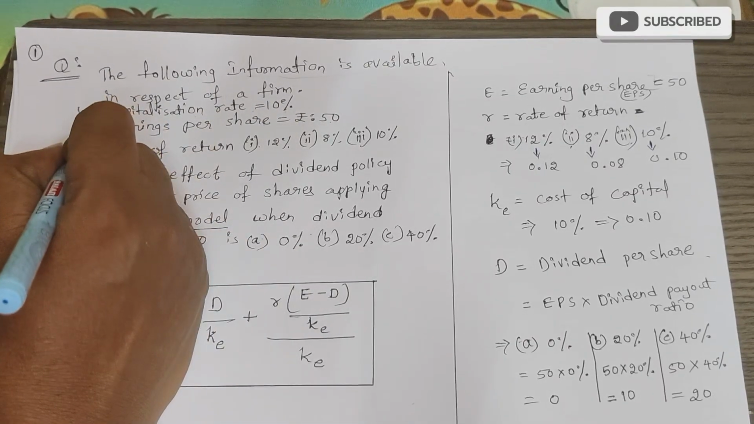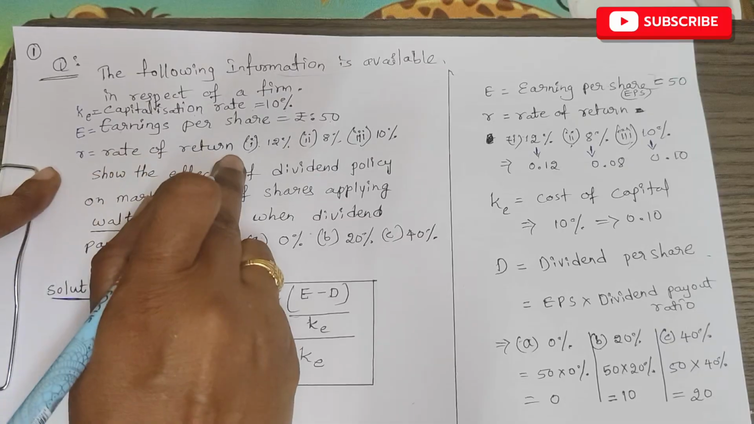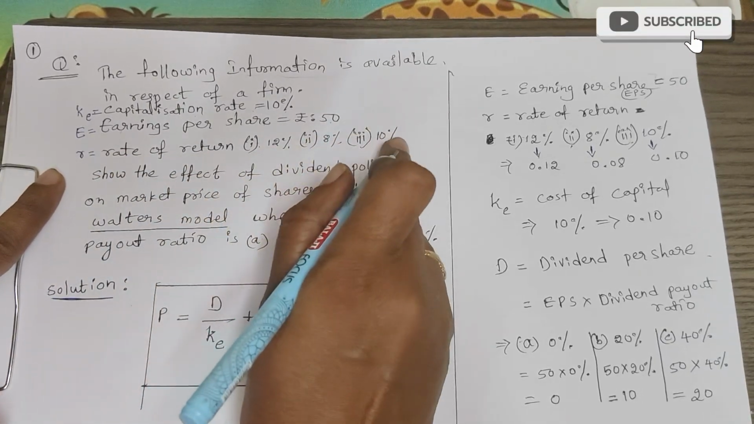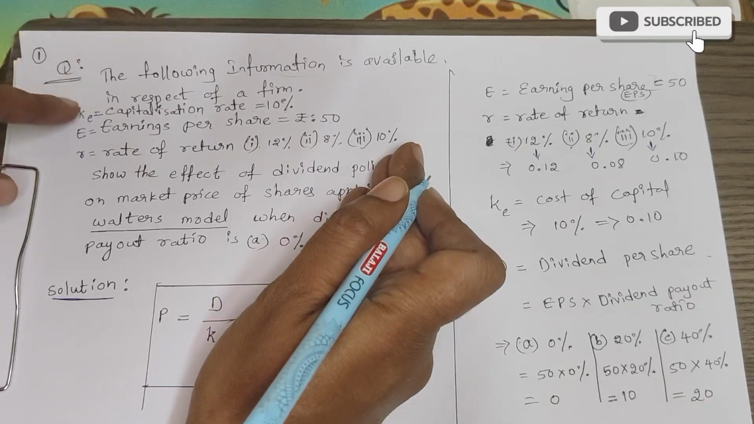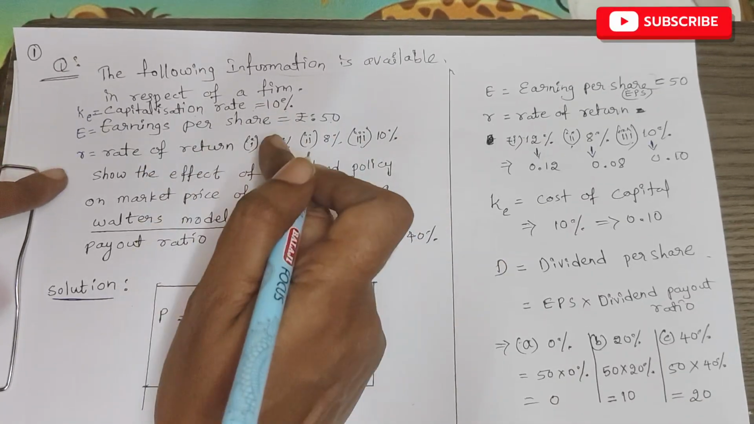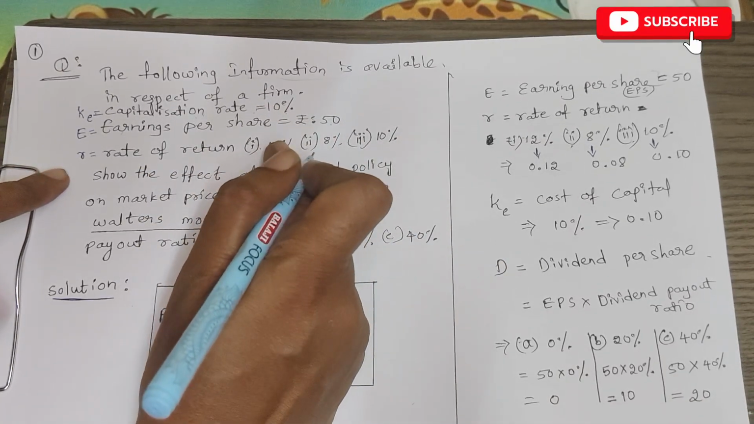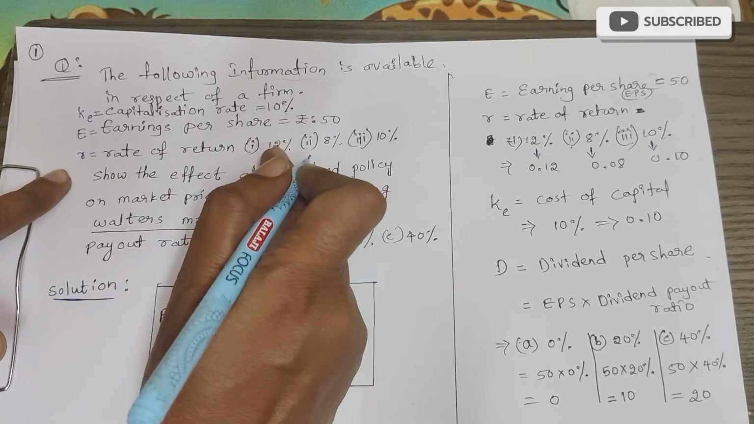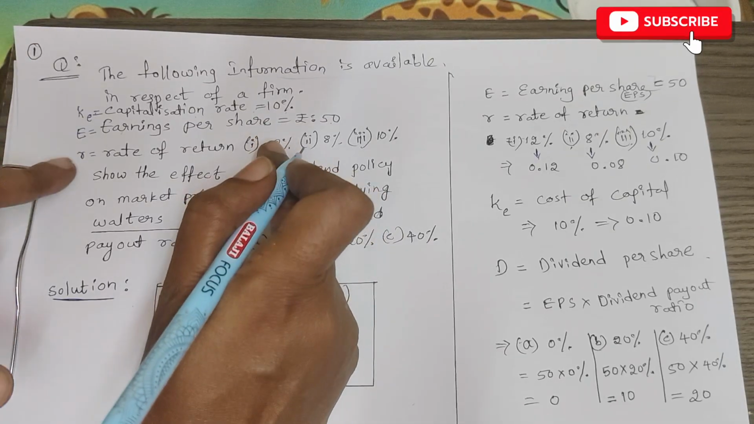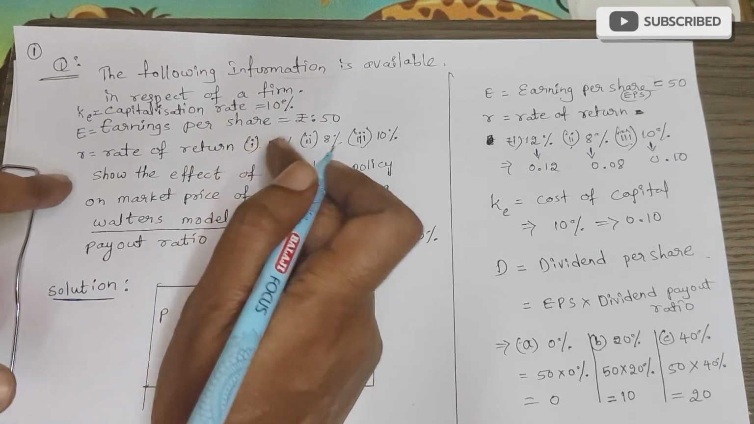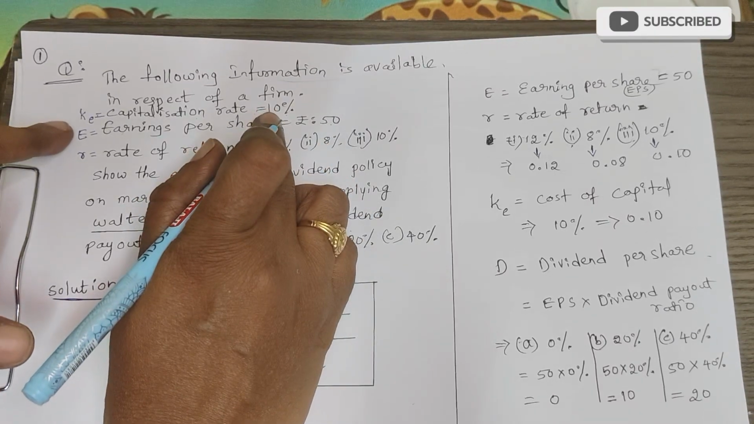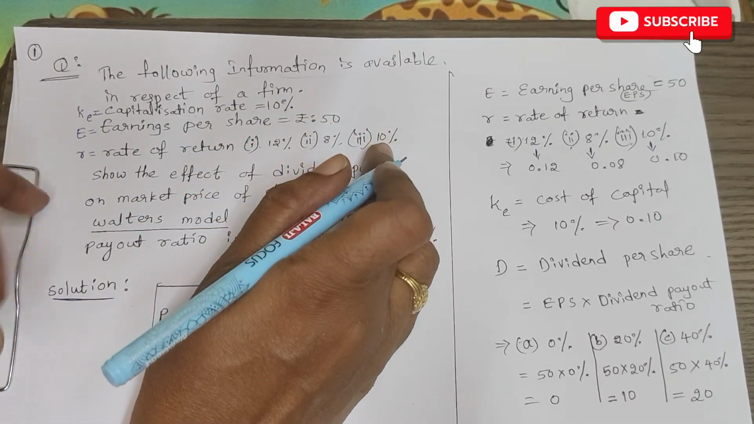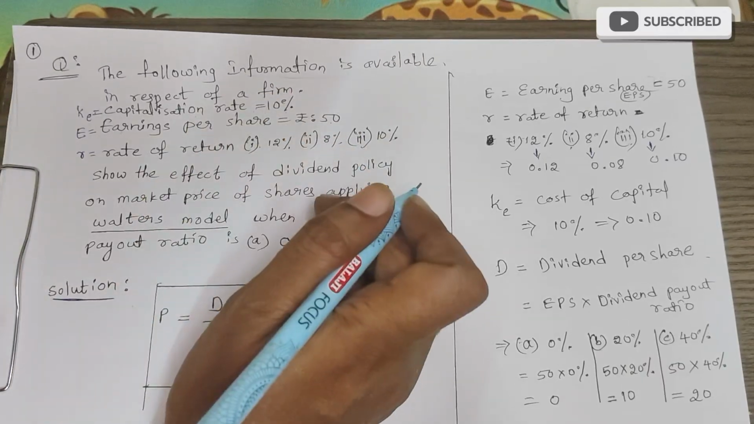Rate of return is nothing but R. R is equal to 12%, 8%, 10%. So what is this 12%, 8%, 10%? See here, K is equal to 10%, R is equal to 12%. That means R is greater than K. So if it is a growth firm, that will be 12% and 10%. If it is a declining firm, R is 8%, K is 10%. If it is a normal firm, it must be equal, so 10%, 10%.